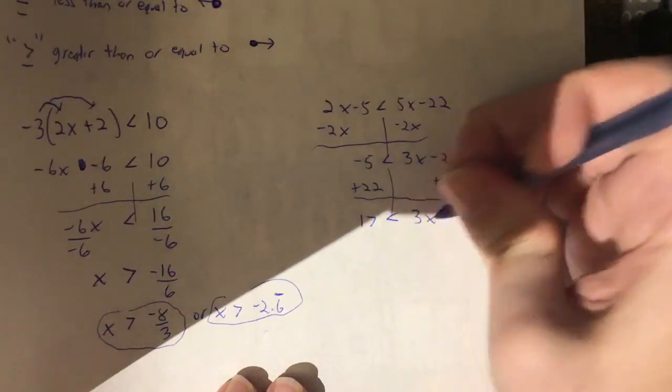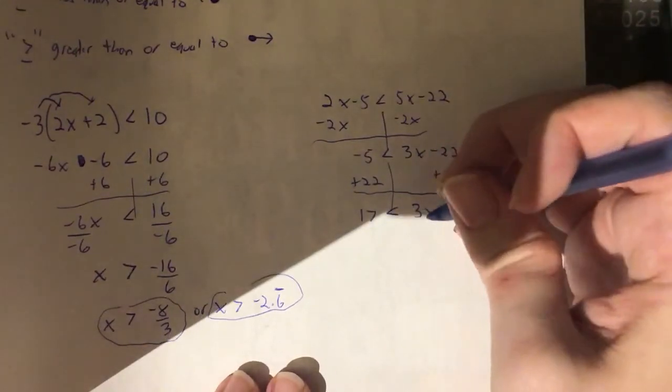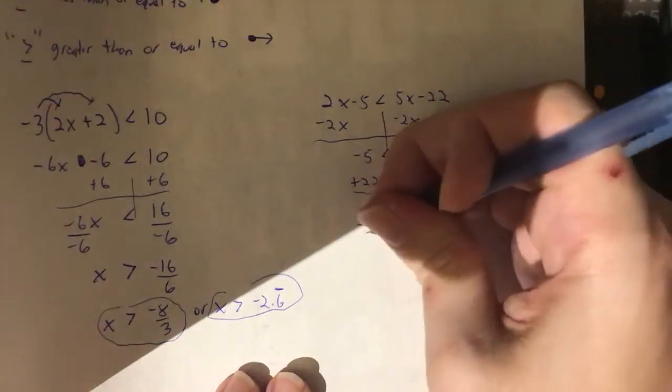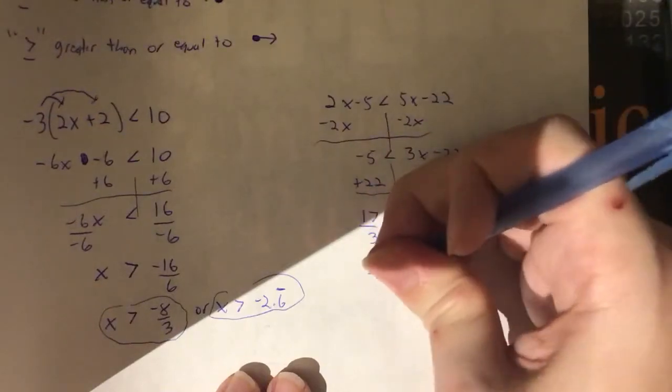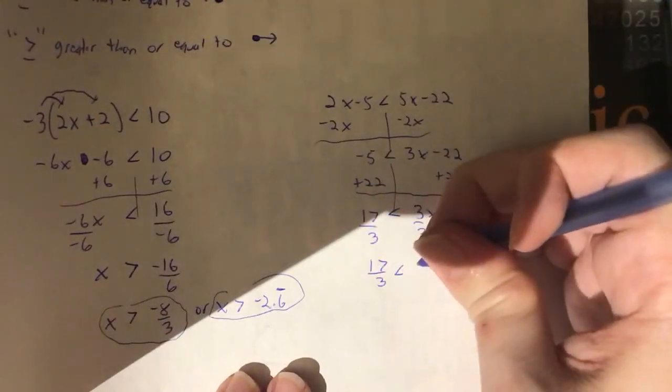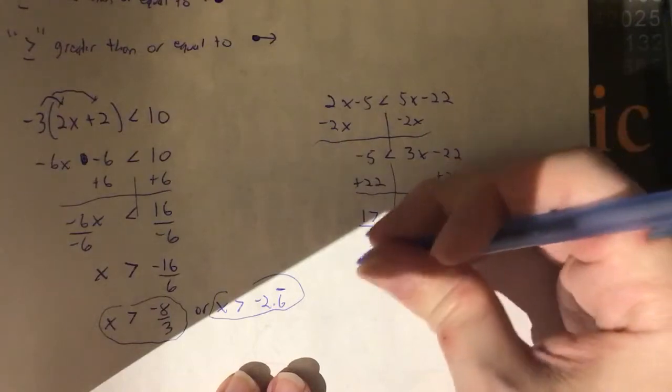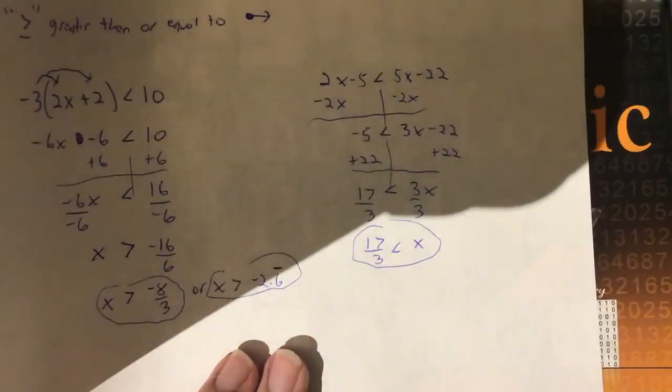And then I have 3x. Last step, I divide by 3. The inequality sign again doesn't change because I didn't divide by a negative. So now I have 17 over 3 is less than x.